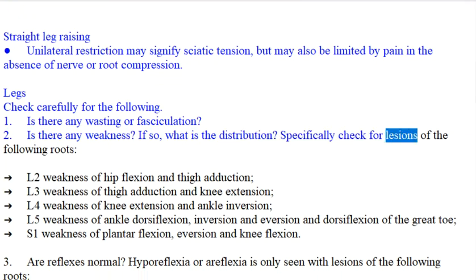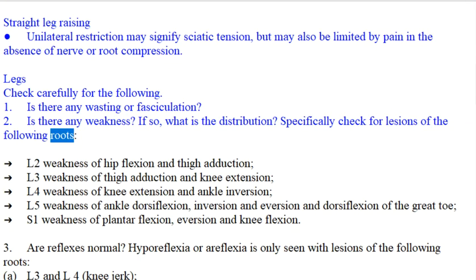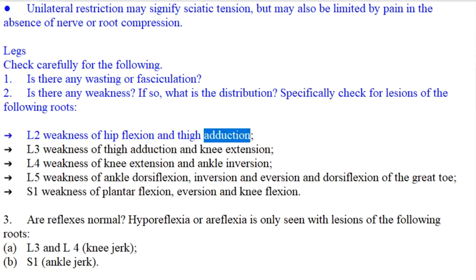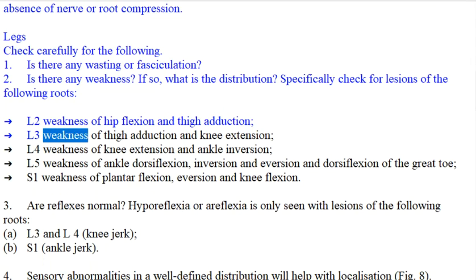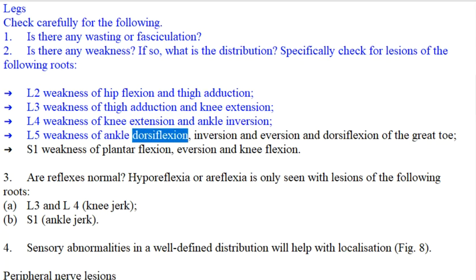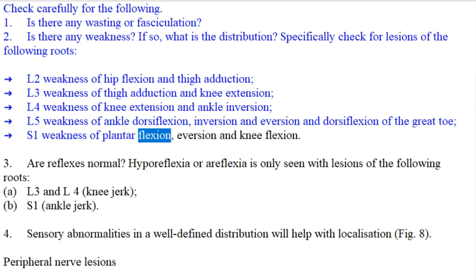Specifically check for lesions of the following roots. L2 weakness of hip flexion and thigh adduction. L3 weakness of thigh adduction and knee extension. L4 weakness of knee extension and ankle inversion. L5 weakness of ankle dorsiflexion, inversion and eversion and dorsiflexion of the great toe. S1 weakness of plantar flexion, eversion and knee flexion.